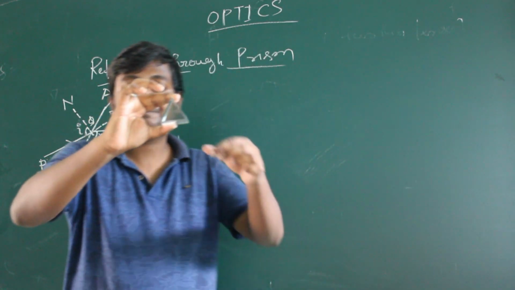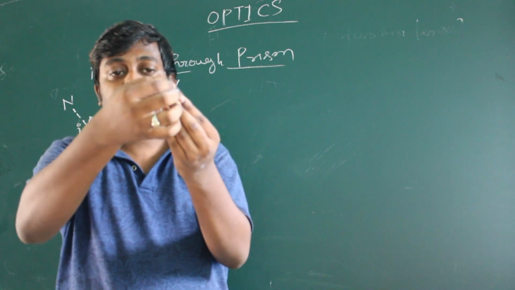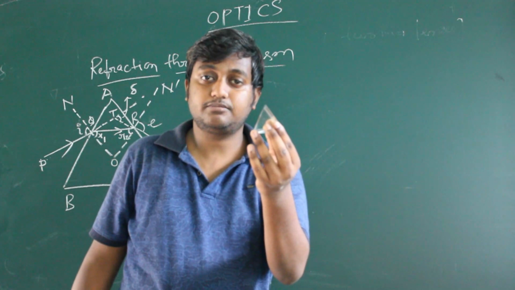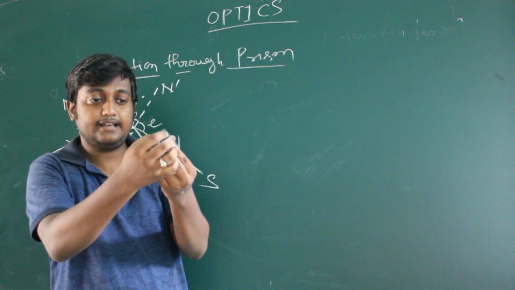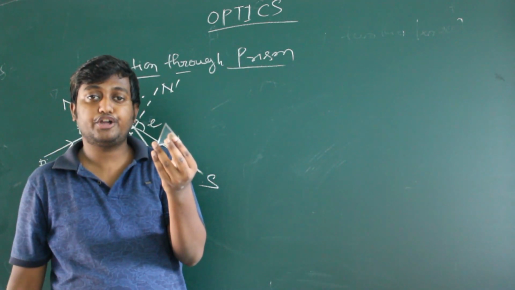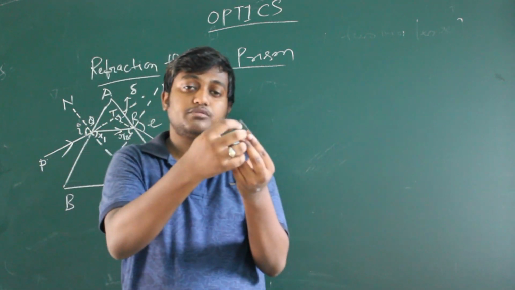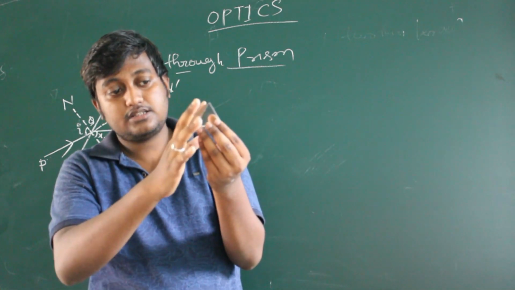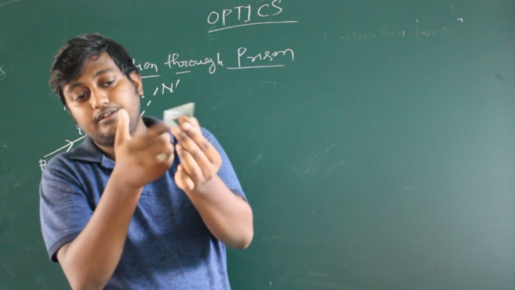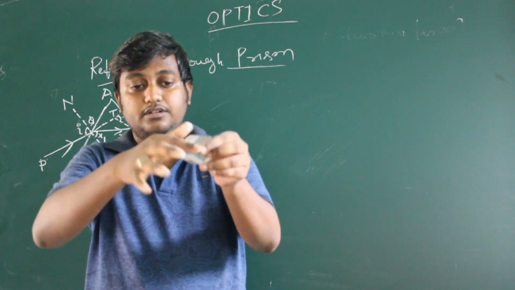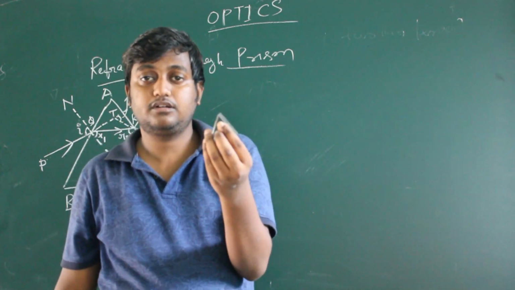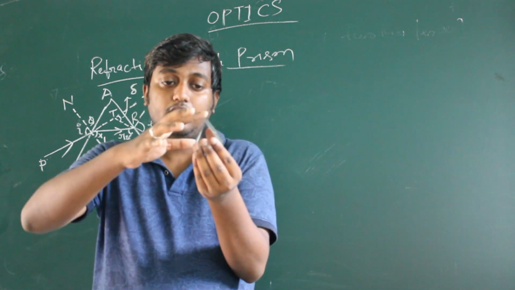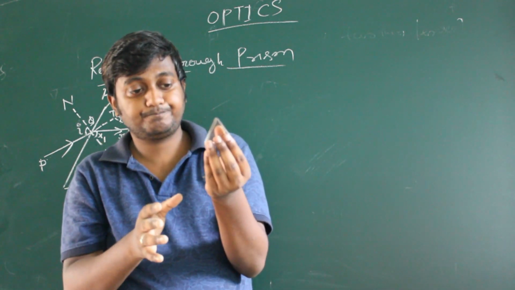This angle is called the angle of prism. For an equilateral prism, this angle will be 60 degrees, and all these faces are called refracting faces.